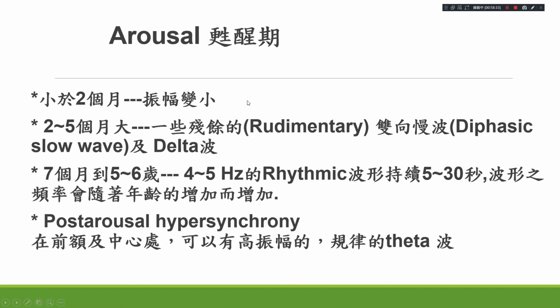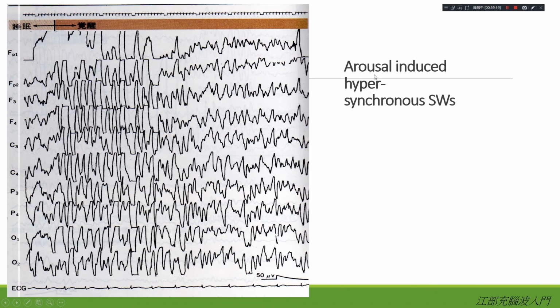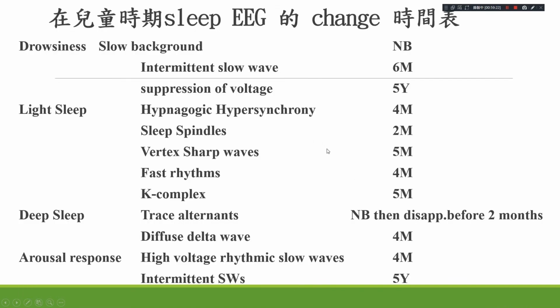When the arousal occurs before 2 months of age, the amplitude will become smaller, a decrescendo of amplitude. And 2 to 5 month olds will have some rudimentary or biphasic delta waves when they arouse. From 6 months to 5 to 6 years old, the arousal will induce 4 to 5 Hz rhythmic activity persisting for 5 to 30 seconds. And post-arousal hypersynchrony will appear in the frontal and central areas, and could be very high voltage regular theta wave. And this is arousal-induced hypersynchronous slow wave, which is normal.